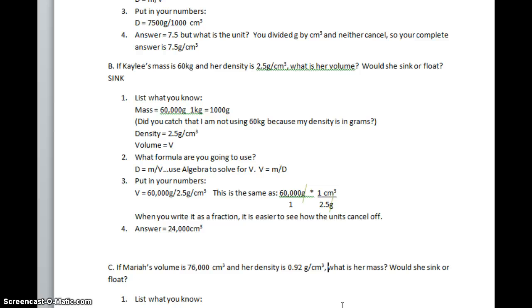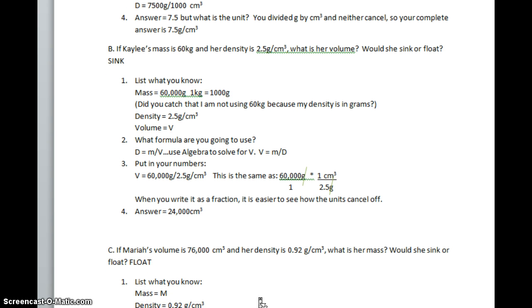So what is she going to do? Sink or float? Well, what's the density of water? Water is 1. Is her density more or less? Less. Therefore, she will float. All right, let's calculate her mass.